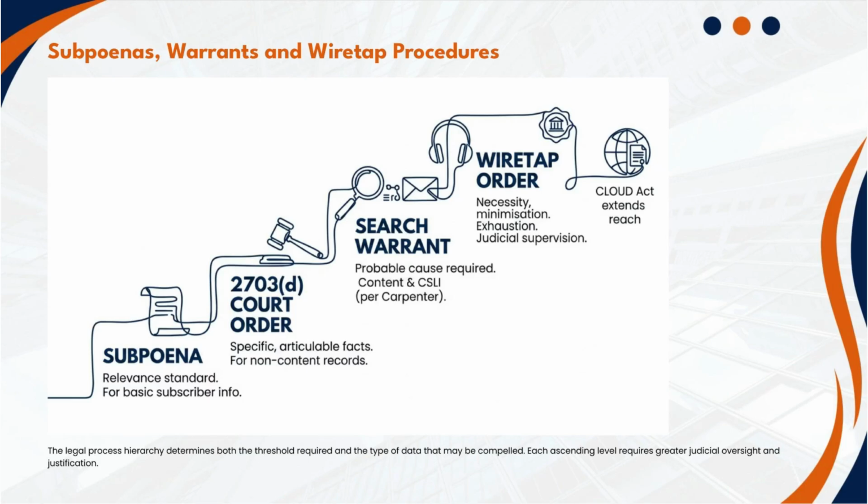Judge issued, probable cause required, particularity required. This is what you need for content under Warshak and for most stored communications now as a practical matter. And at the top, a Title 3 wiretap order. This requires everything a warrant does plus more. Probable cause for a specific enumerated offense.